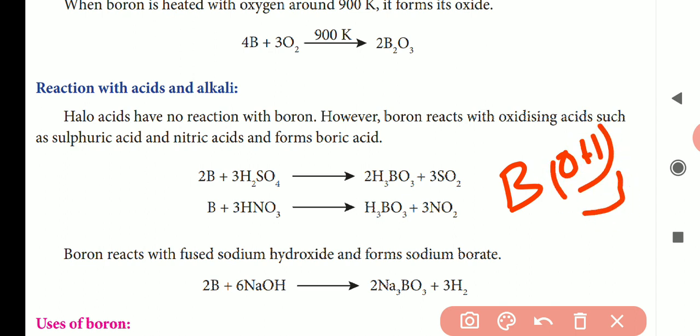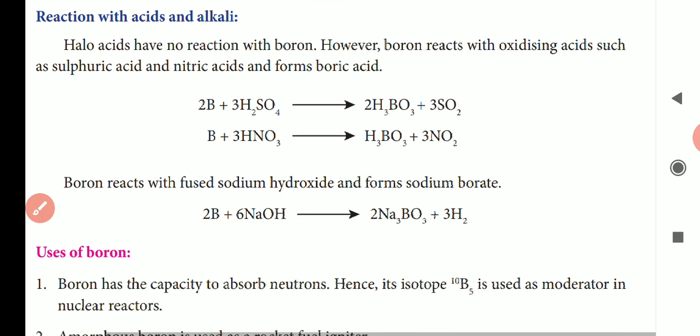Boron reacts with fused sodium hydroxide and forms sodium borate. How will you prepare sodium borate from boron? Boron is treated with fused sodium hydroxide. Fused sodium hydroxide is nothing but sodium hydroxide pellets which, when exposed openly to air, get fused. That is fused sodium hydroxide. It produces sodium borate.